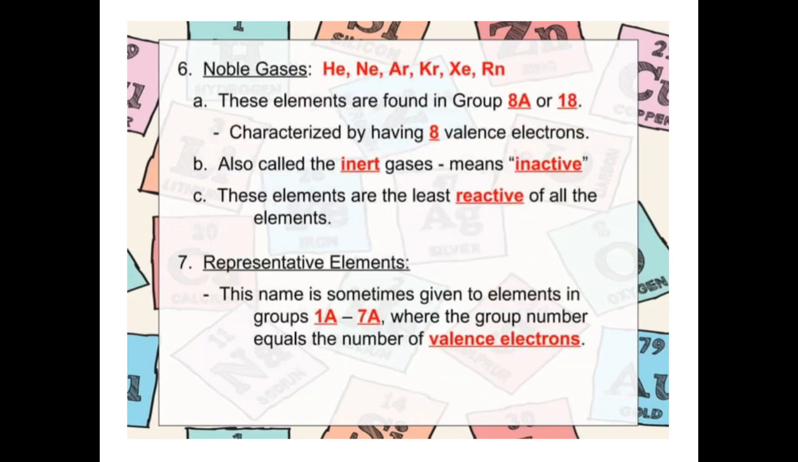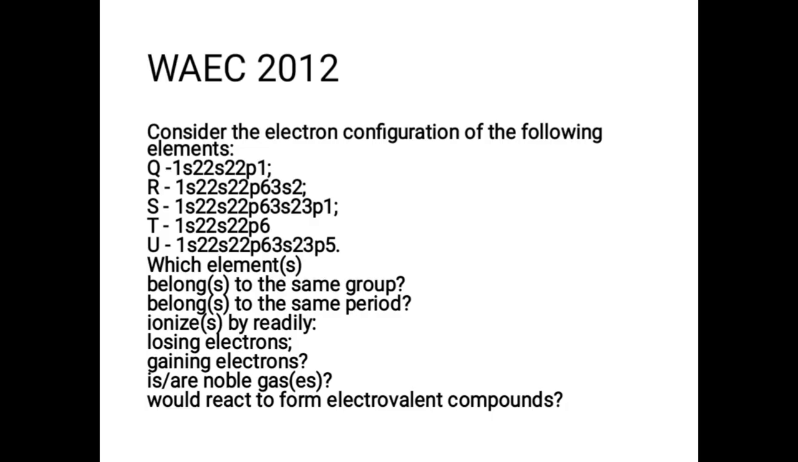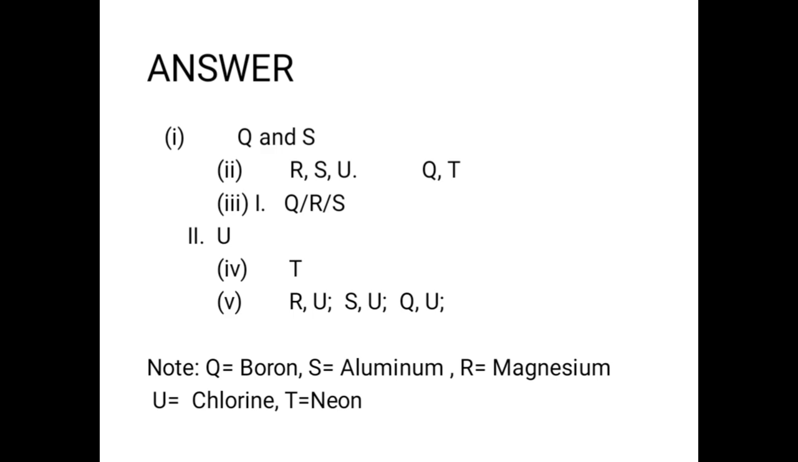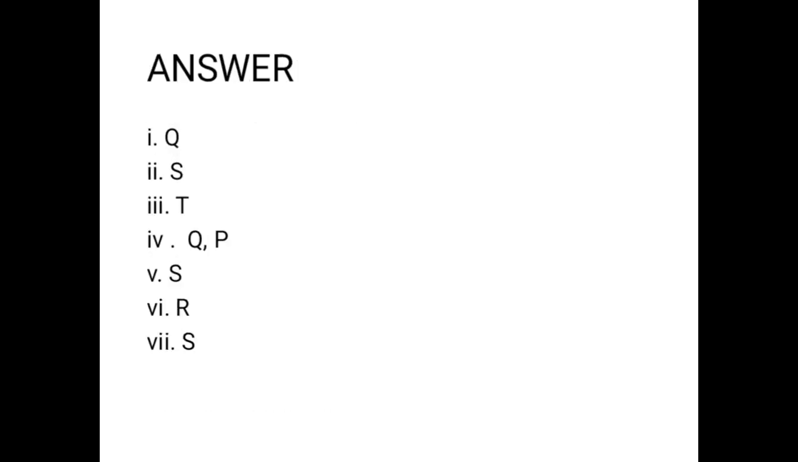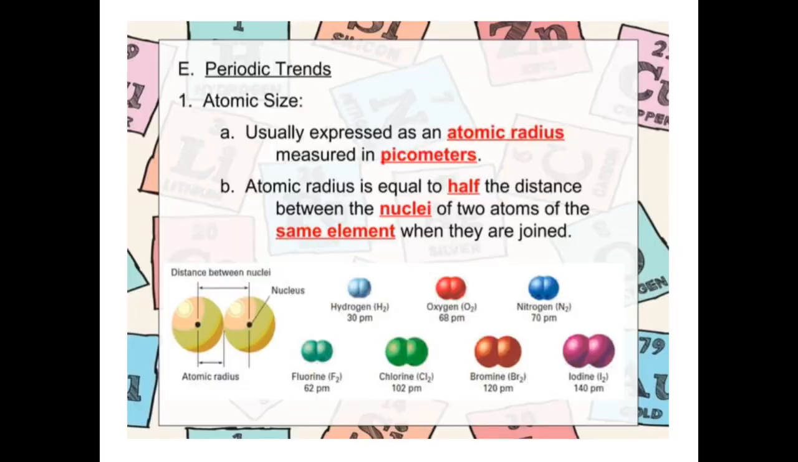So in today's discussion, we are looking at the periodic trends. In these trends today, we are going to be looking at the atomic size, the ionization energy, electronegativity, electron affinity, the metallic character, and some other ones. Now let's start with the atomic size.